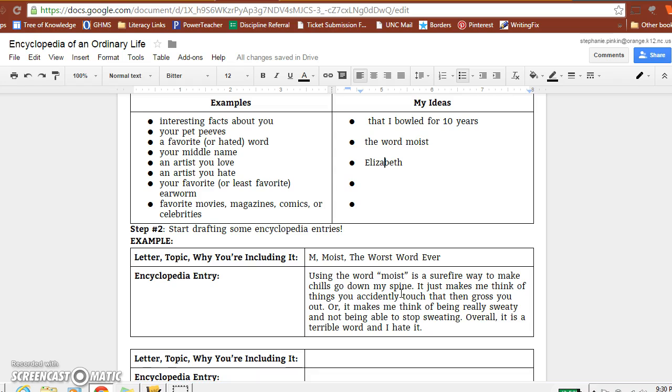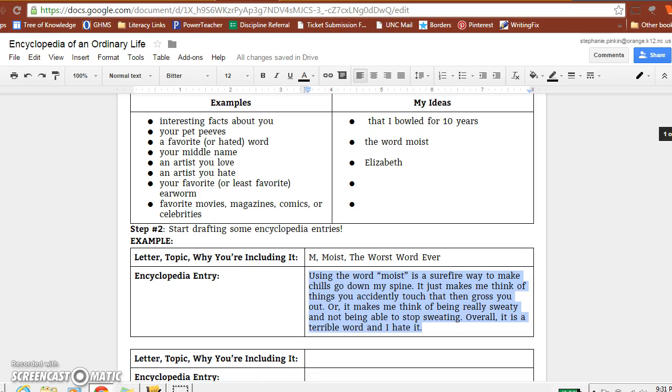So I showed students a couple of encyclopedia entries on my document camera so they could see what a real encyclopedia looks like. And then I showed them this template and how I designed this template around that as a mentor text. So we start off here with the title for the first entry. So I told my students to first come up with their topic and then take the first letter of that topic and then explain why they're including that topic. And then I modeled for them the writing, just a couple of sentences explaining why this topic is being included as an entry in their encyclopedia.